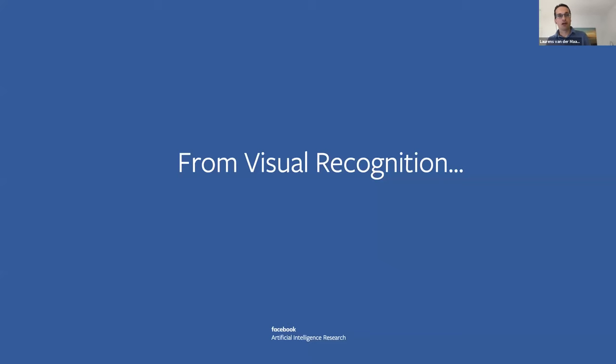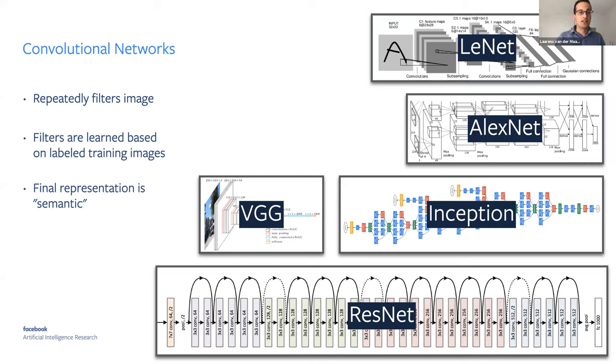So this last example is a good segue to the first part of my talk, which is about visual recognition. As I'm sure you're aware, over the last 8 years or so, there's been tremendous progress in visual recognition, largely through the development of convolutional networks, which are models that repeatedly filter the image in order to filter out irrelevant information, but create representations that are increasingly semantic, where the final representations produced by the models hopefully contain a lot of semantic information. So information about what is depicted in the image.